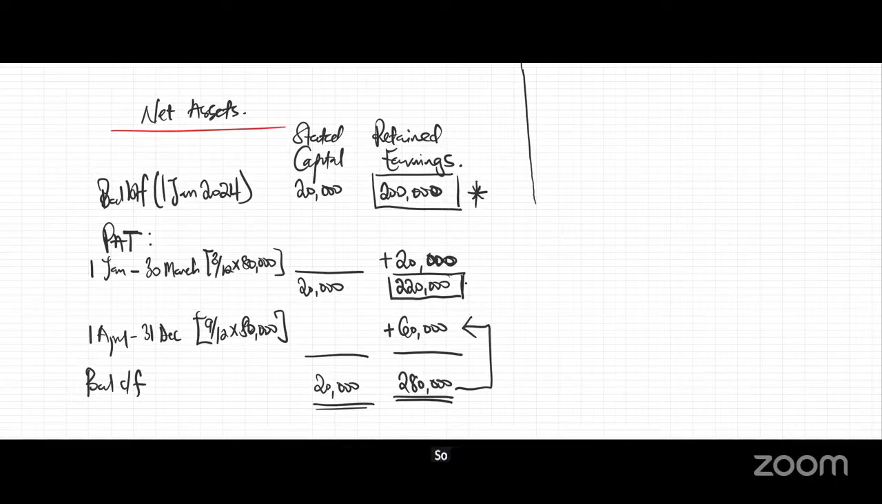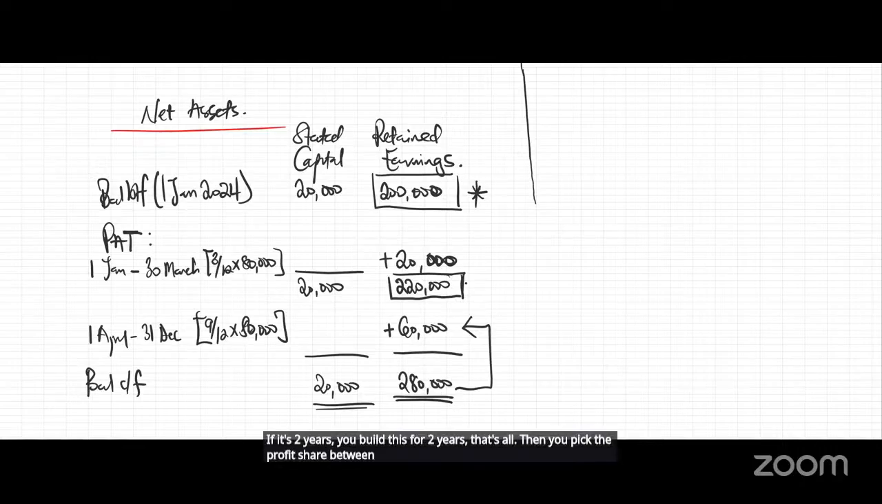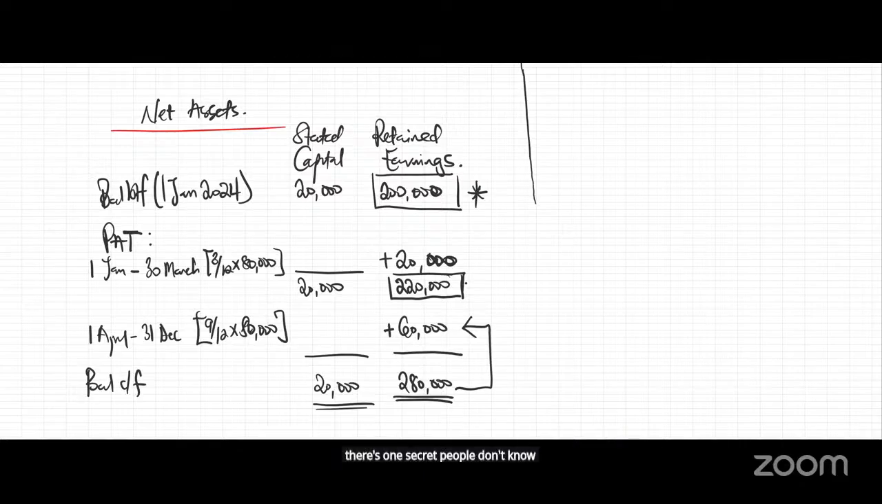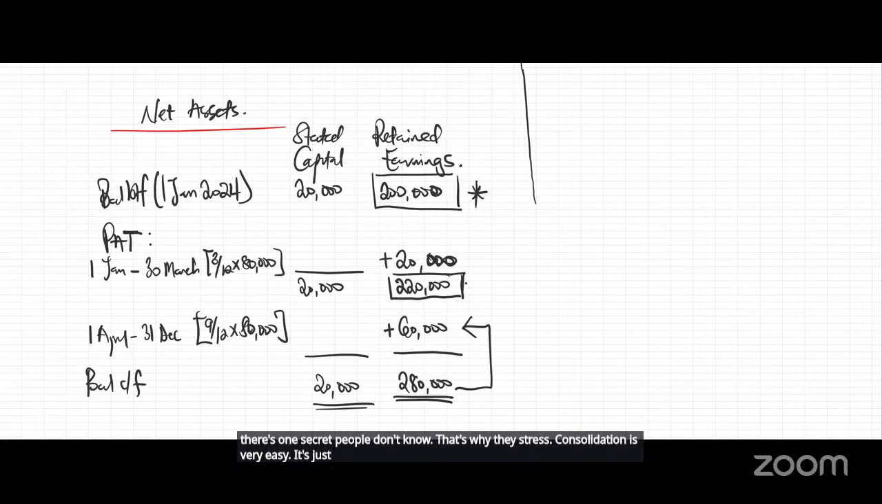So this is how we deal with retained earnings when it's not given. If it's 2 years, you build this for 2 years. That's all. Then you pick the profit share between the 2 years. There's one secret people don't know. That's why they stress. Consolidation is very easy. It's just about understanding the concept.